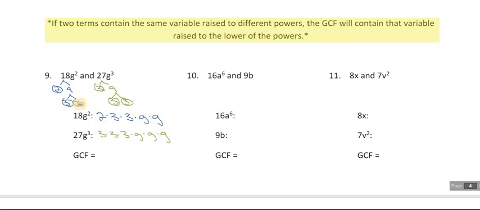Okay, so what do they share? We've got 1 pair of 3's, another pair of 3's, a pair of g's, and another pair of g's. So we've got 3 times 3 times g times g, which is 9g squared for our GCF.